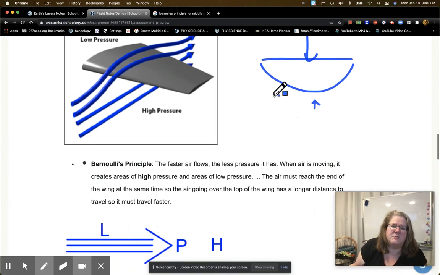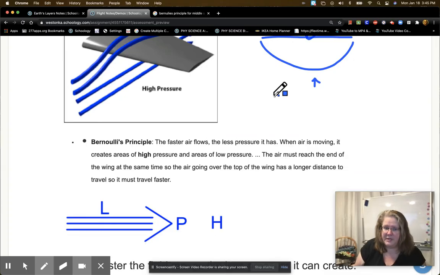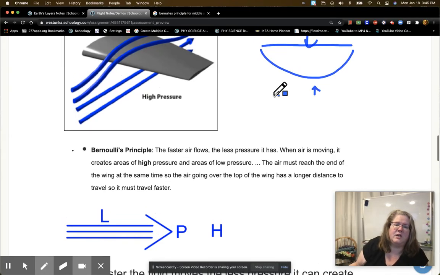And all of this was figured out by a guy called Bernoulli, and hence the name Bernoulli's principle, which basically goes on to say the faster the air flows, the less pressure it has. When air is moving, it creates areas of high pressure and areas of low pressure. The air must reach the end of the wing at the same time, so the air going over the top of the wing has a longer distance to travel, so it has to travel faster. And because it travels faster, it creates low pressure.